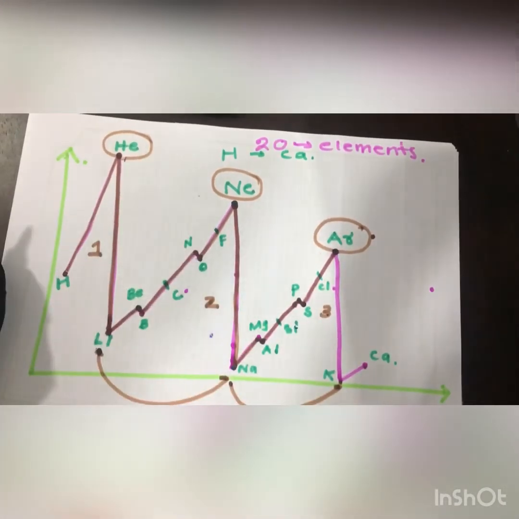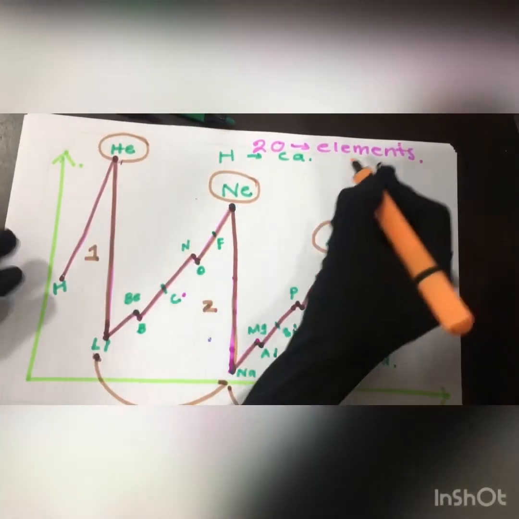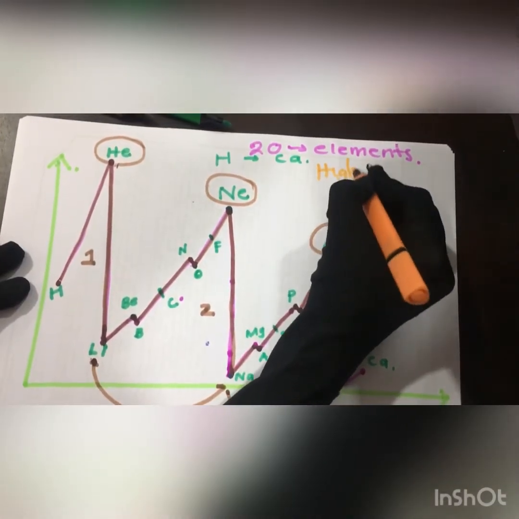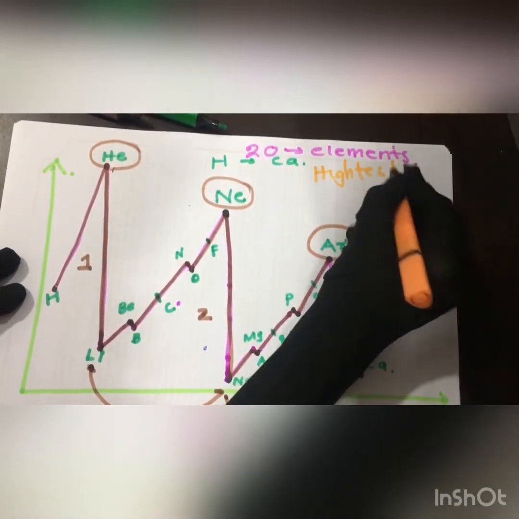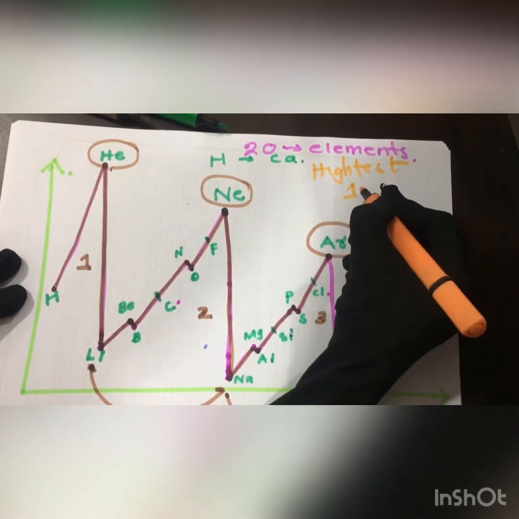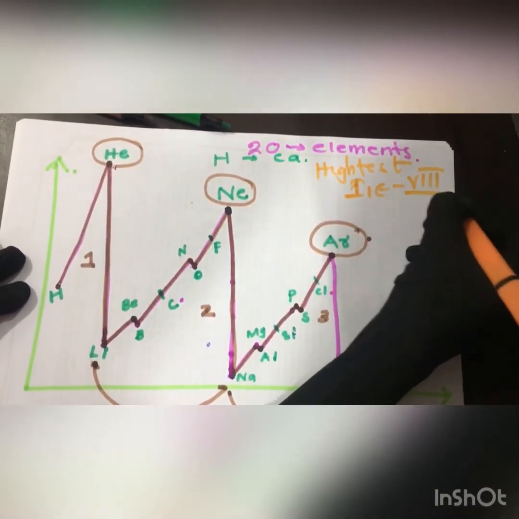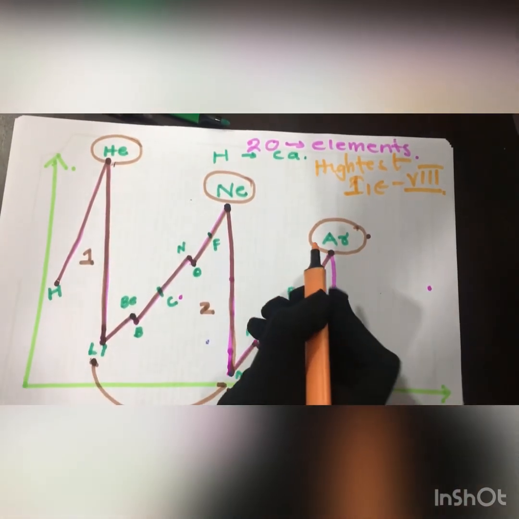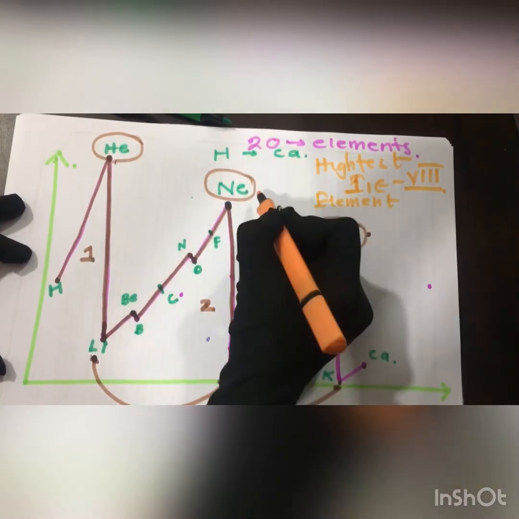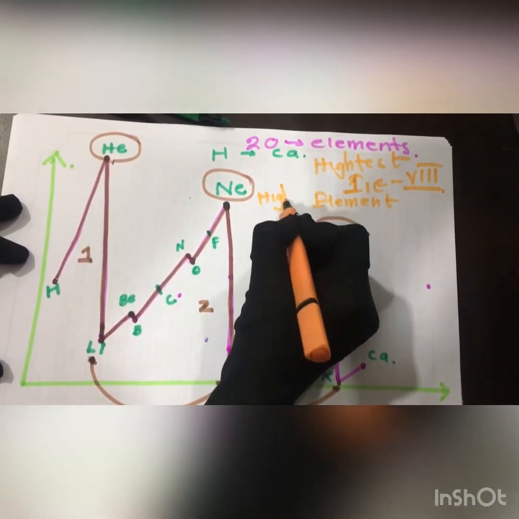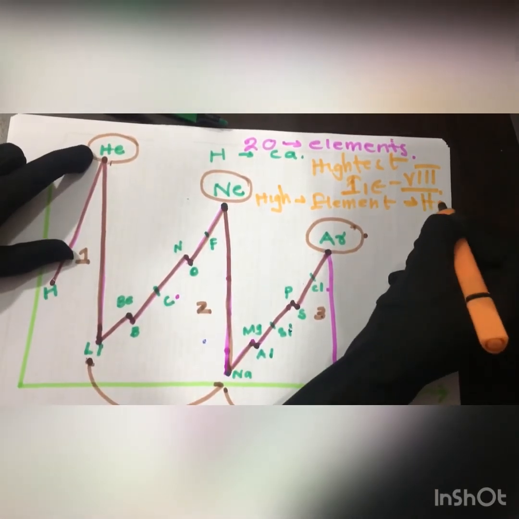Therefore, you all know which group contains the highest first ionization energy. The highest first ionization energy is for group 8 elements. Okay, and for which element? It is the element which is having the highest, that is helium.